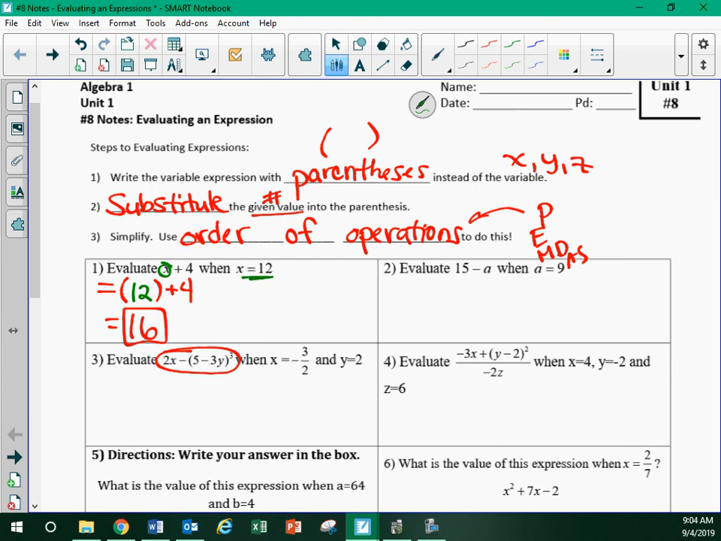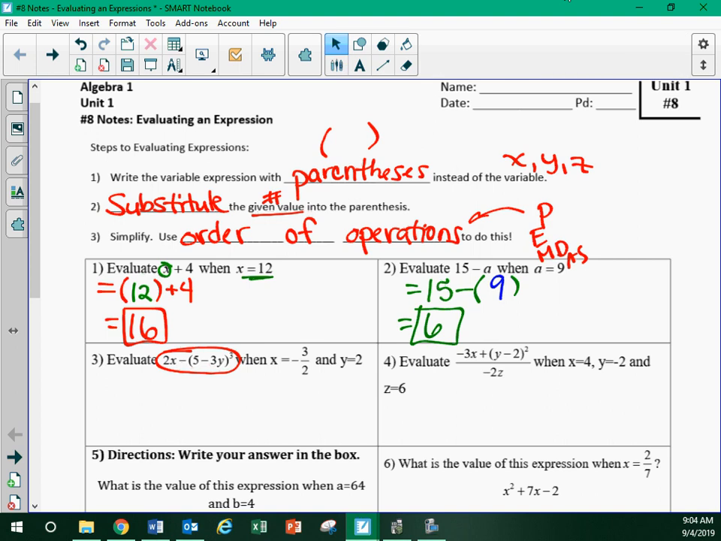Evaluate 15 minus a. All right, so 15 minus parentheses. What did they say a is? 9. So 15 minus 9, which is? 6. Very good. Guys are rocking and rolling. All right, not too bad, right? Do we have any questions so far?